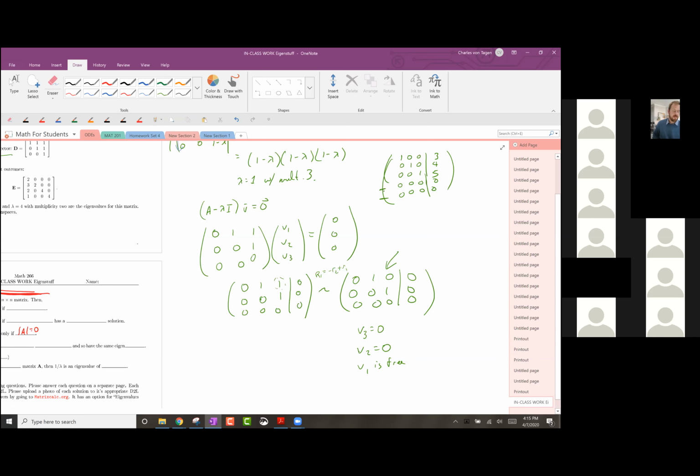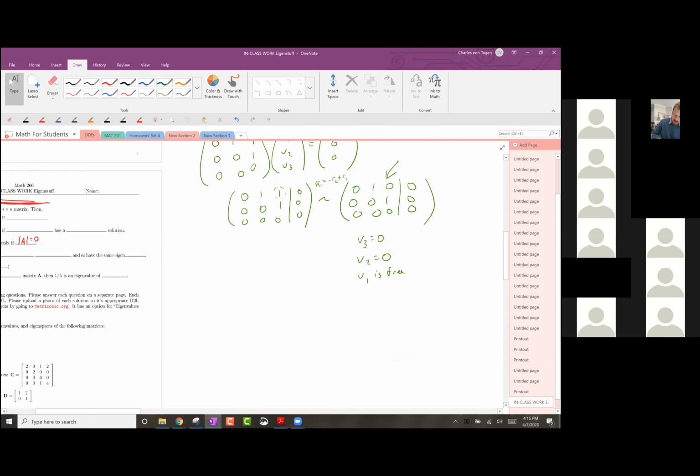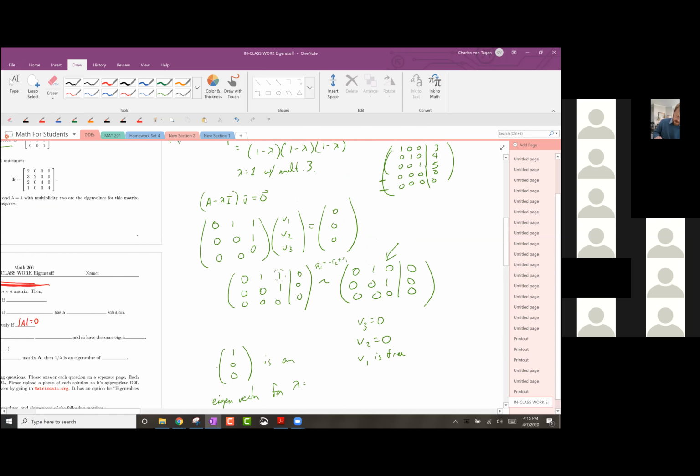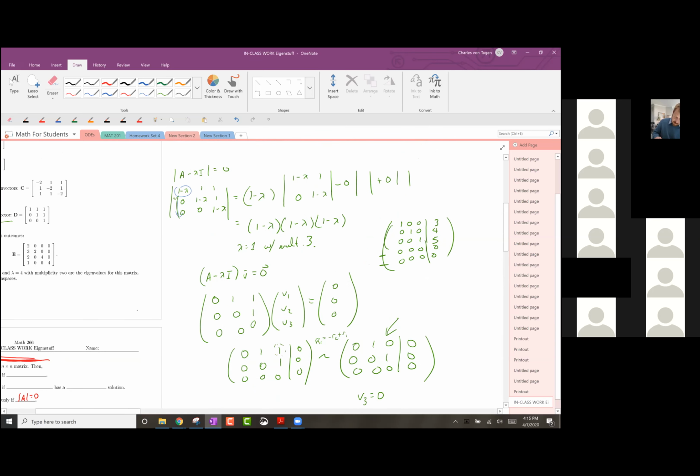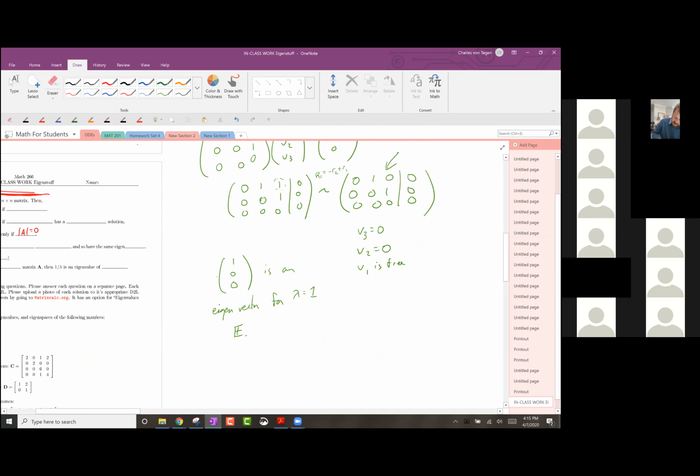Okay. So in this case, we just have an eigenvector, and that would be picking a choice for V1. Let's pick 1. So we get 1, 0, 0 is an eigenvector for lambda equals, I've forgotten what it was now, for lambda equals 1. And so the eigenspace for lambda equals 1, since just one vector describes it, is just the span of that one vector. Okay.